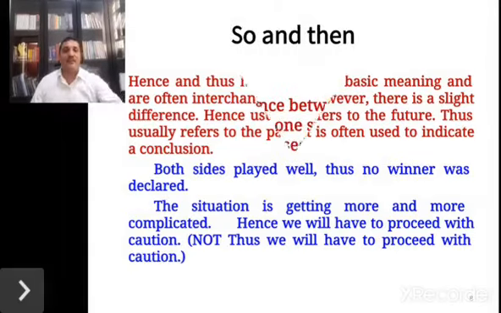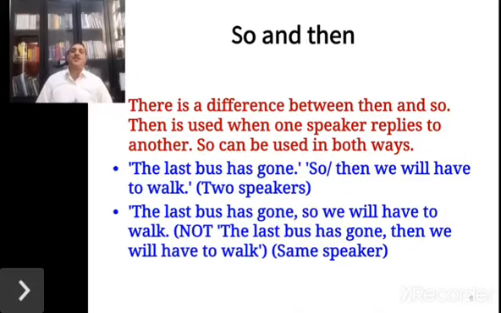So and then, next. There is a difference between then and so. Then is used when one speaker replies to another. So can be used in both ways. So there is a restriction, a limitation for using then. Only when we want to respond, to answer, to reply to a previous speaker or to a former speaker. But when we continue the same sentences, or when we use the same sentences for the same speaker, we have to use only so.